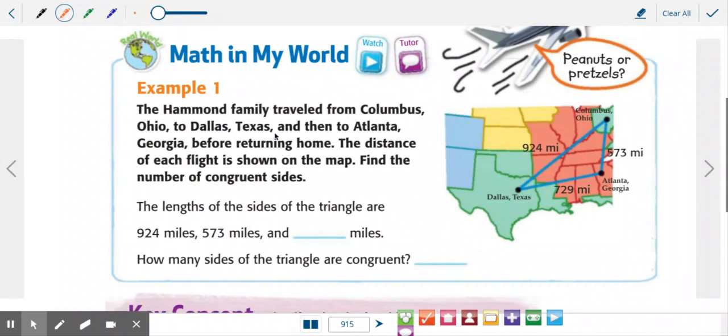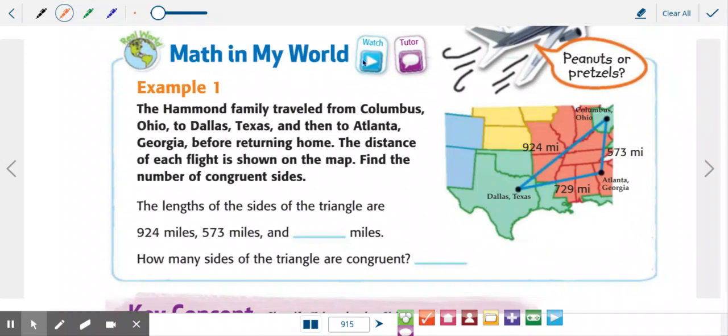All right, so here is the book's example of a real world problem. The Hammond family traveled from Columbus, Ohio to Dallas, Texas, and then to Atlanta, Georgia before returning home. This definitely wasn't during COVID-19 times, was it? The distance of each flight is shown on the map. So we're going to find the number of congruent sides.